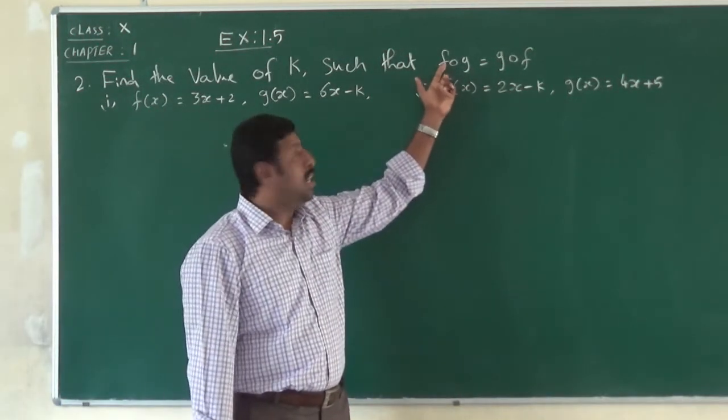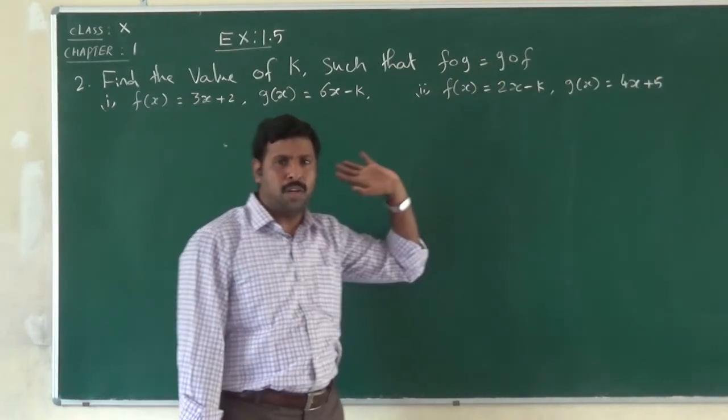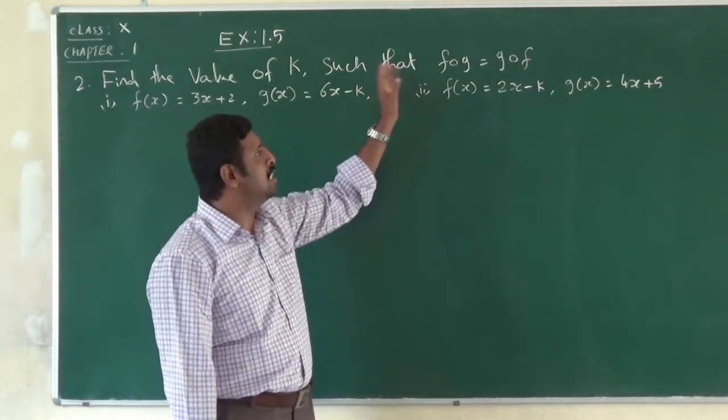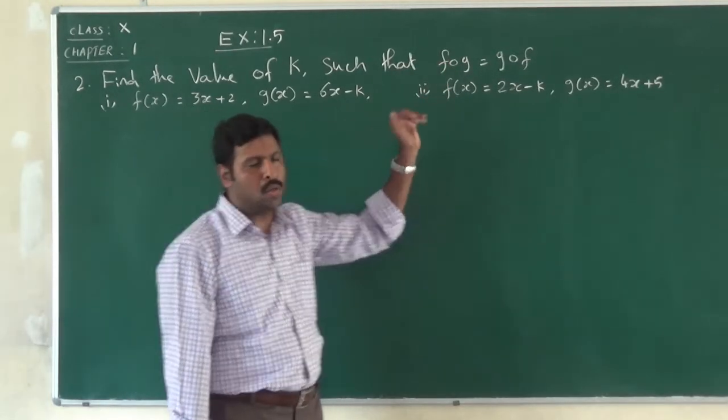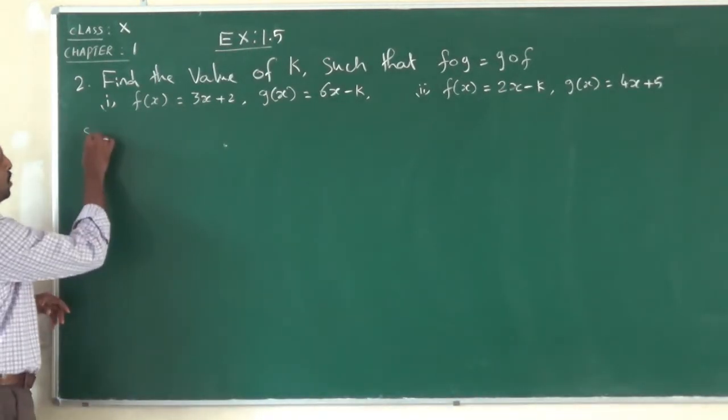Usually, f composition of g is not equal to g composition of f. The commutative property of composition is not always satisfied. But here the condition is given as equal to. So first we want to find f composition of g and g composition of f.